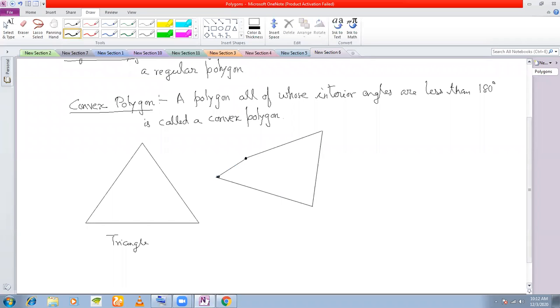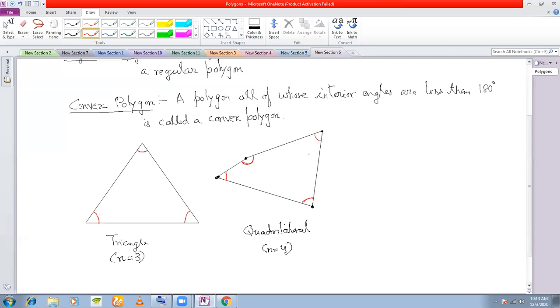These are the four vertices. This is a quadrilateral. How many sides in a triangle? N, the number of sides, is equal to 3. How many sides in a quadrilateral? 4. And what are the interior angles in a triangle? These are the interior angles of a triangle. Of a quadrilateral, what are the interior angles? This is the interior angle. These are the interior angles of the quadrilateral.